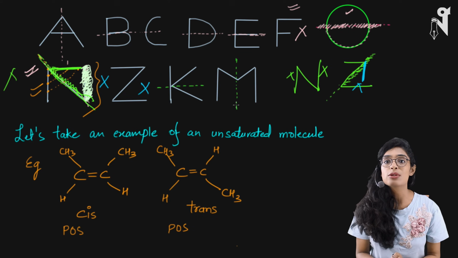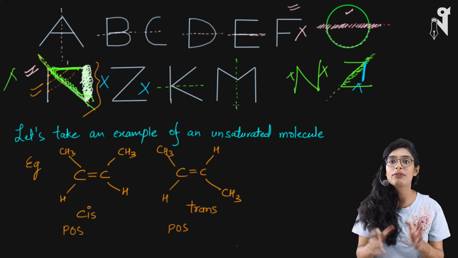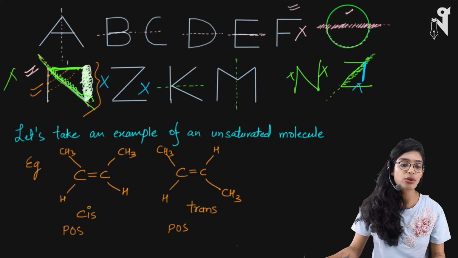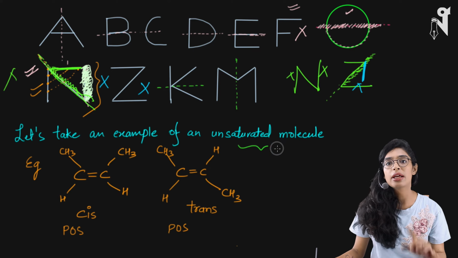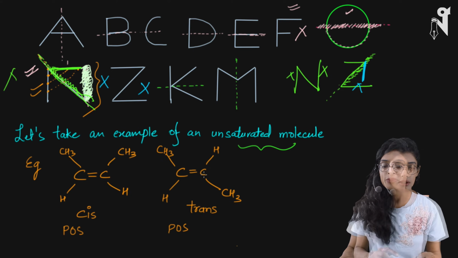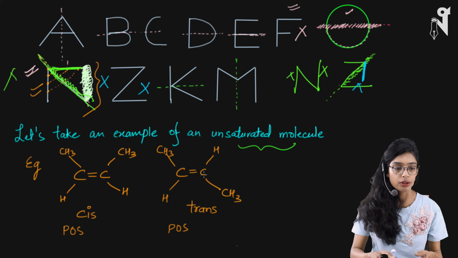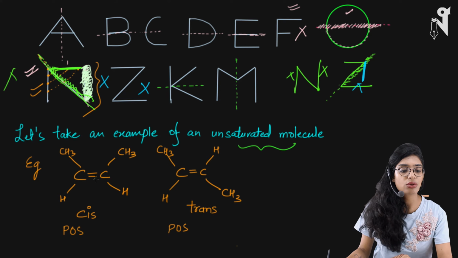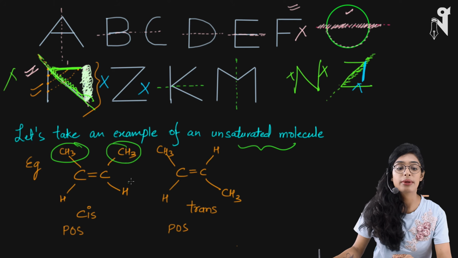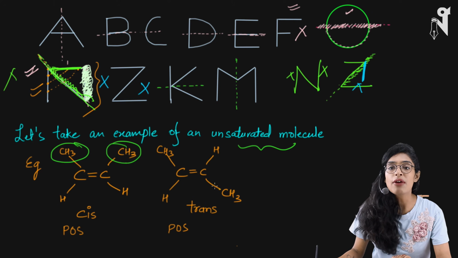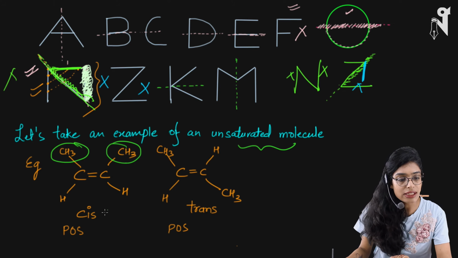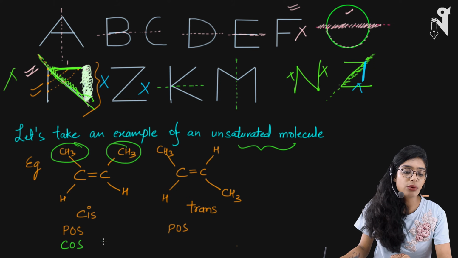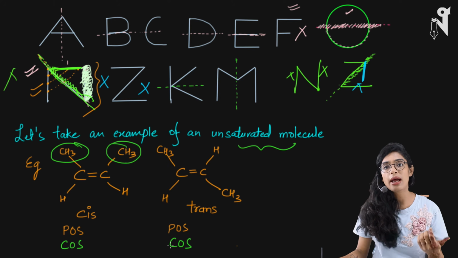Now let's take some examples of actual molecules which we are going to deal with, and we understand the plane of symmetry there. So first thing which I'm going to take is an unsaturated molecule, and there I'll show you how to check the plane of symmetry. You can see the compounds I have written over here. I have written the cis and trans form of C double bond C with CH3, H, H, H. These two CH3s are in the cis form in one example, and in the other they are in the trans form. We have to see whether these possess POS or not and COS or not, though COS I have not explained to you yet. Once we understand COS, we will come back to these molecules and see whether these possess the center of symmetry or not.